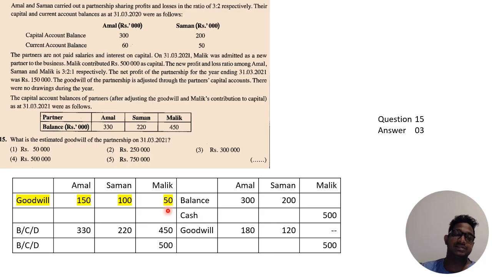So 50 is equal to 1 of 6. 3 to 1 means 6, so this 50 equals one part out of 6. Then you can find out the total goodwill. So the total goodwill should be 300,000, right? So the correct answer for question number 15 is answer number 3. And I will upload the rest as well. Thank you.